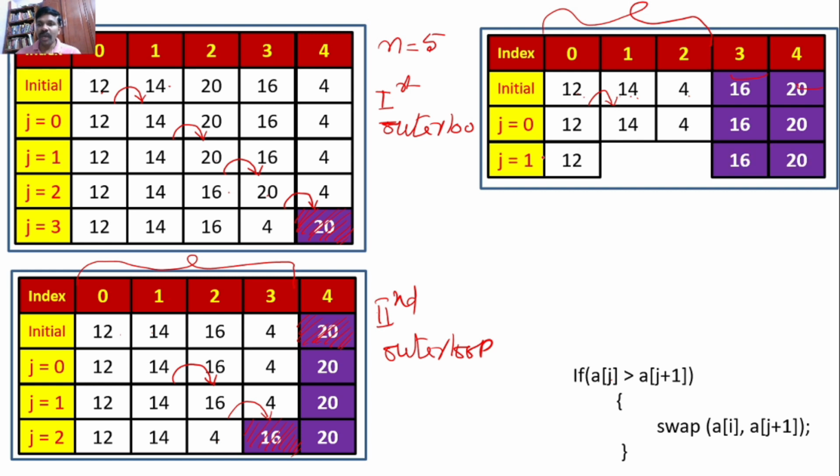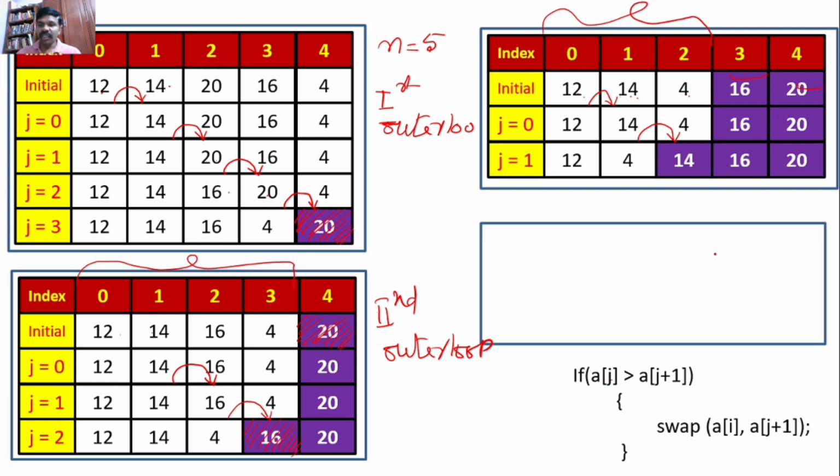Next, j is equal to 1. Here 14 and 4, the first element and second element, will be compared. Here whether 14 is greater than 4? Yes. Then it should be exchanged, that is 4 and 14. Now the third element occupies its correct position at the end of the third outer loop.